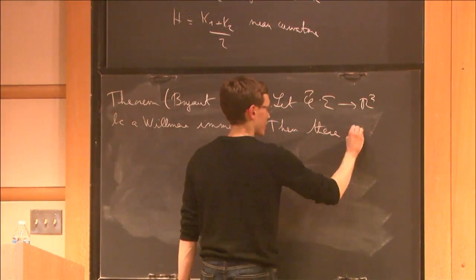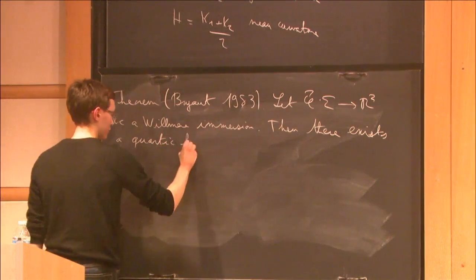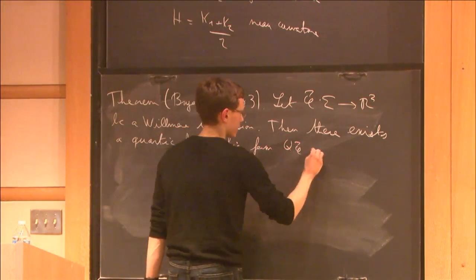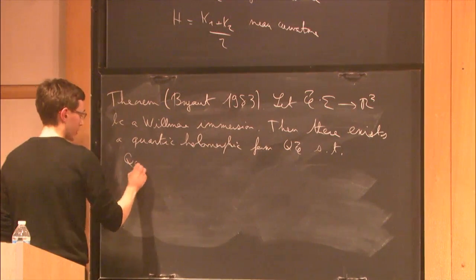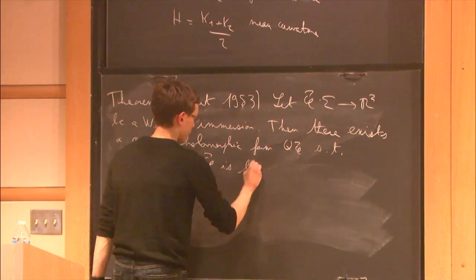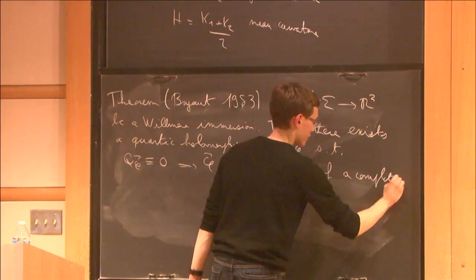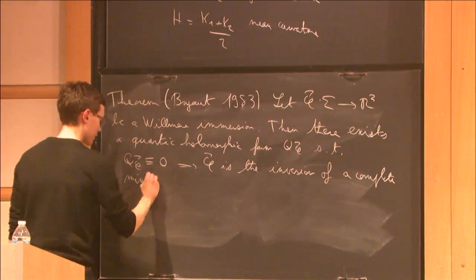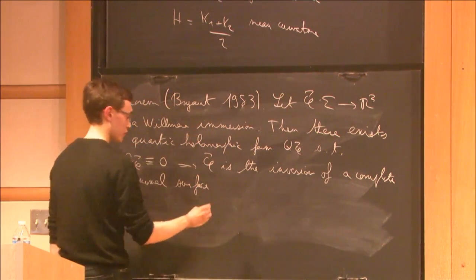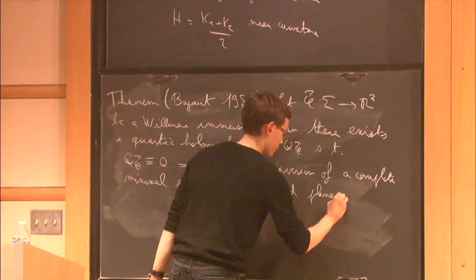Then there exists a quartic holomorphic form Q of phi such that, if Q of phi vanishes identically, then phi is the inversion of a complete minimal surface, and then you should have some properties to have really an immersion with embedded planar ends.